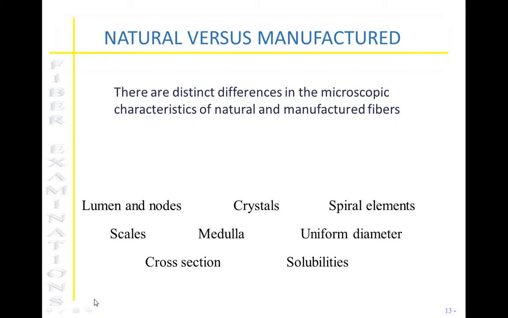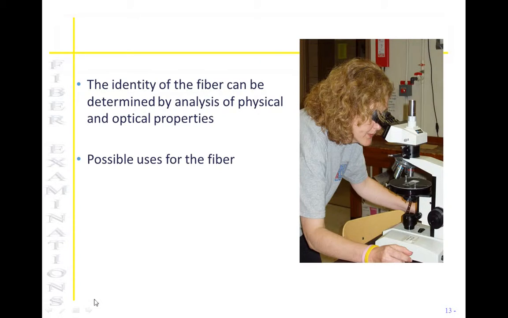A lot of times a uniform diameter is going to give an indication of a manufactured fiber instead of it being a natural fiber. At times, looking at the cross-sectional shape may give indications whether the fiber is natural or manufactured, and likewise, the fiber being placed in several different solvents and determining solubilities will give an indication about if that fiber is a natural fiber or if it's a manufactured fiber.